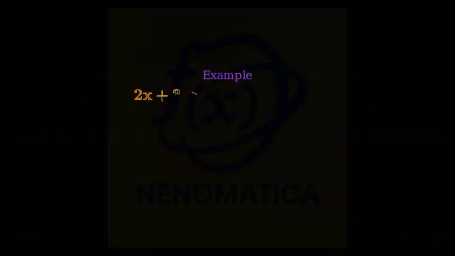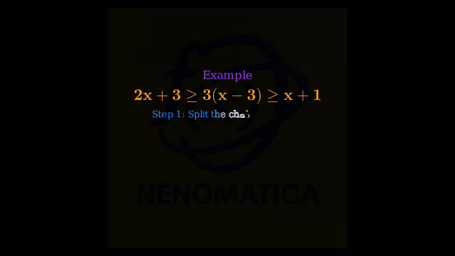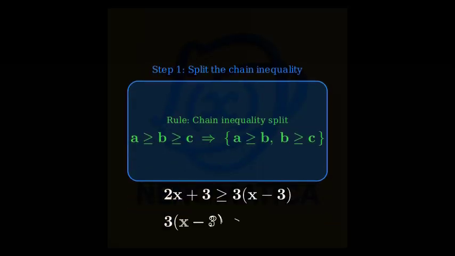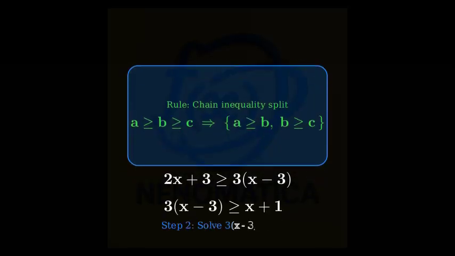Here is the problem statement. The word example appears. Then the chain inequality in bold orange. Step 1. Split the chain inequality into two separate inequalities. We will solve each one and then intersect the solutions. We start with the right inequality.